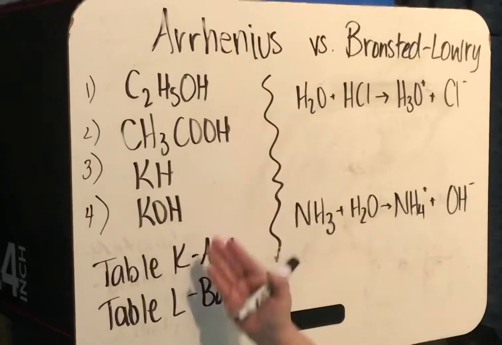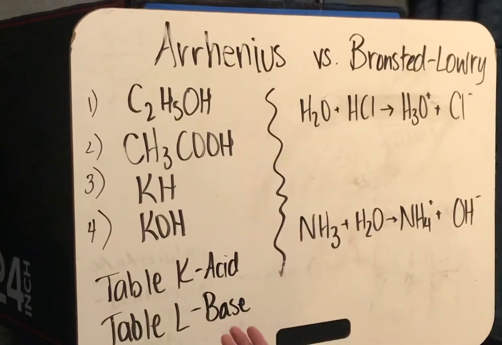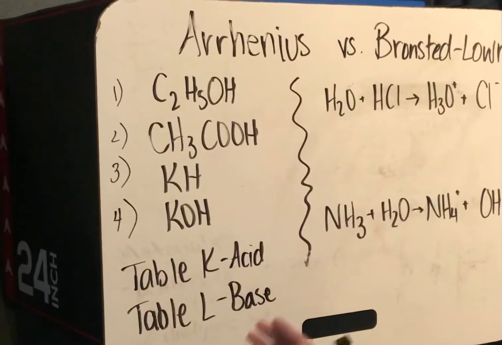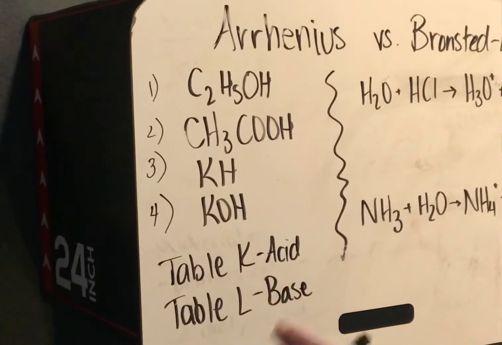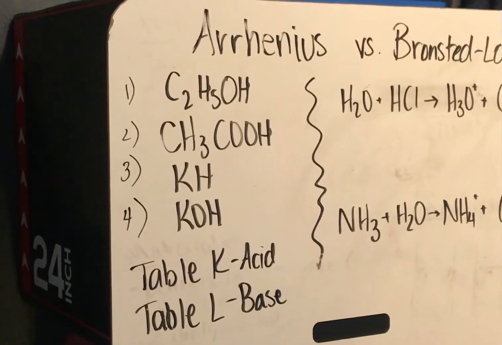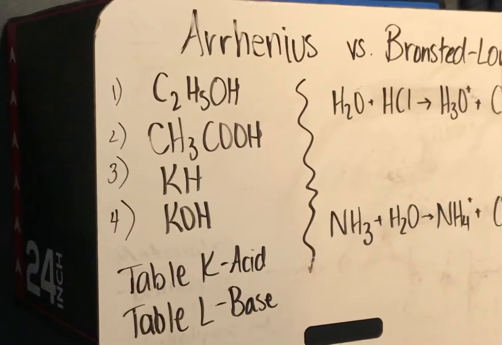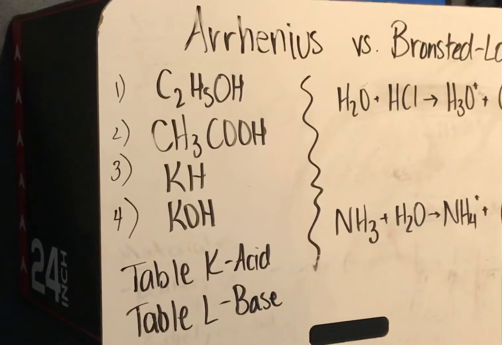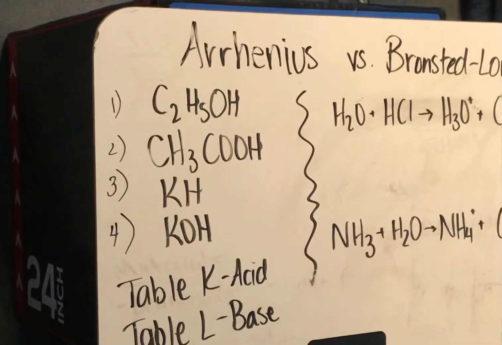So if I say which one of these four is an Arrhenius acid, and one of those is on table K, then I have the answer. If I ask which one of these four is an Arrhenius base, and one of these is on table L, then I have the answer. If not, I've got to look a little bit deeper. So Arrhenius acids, the key thing for them is when they break up, they will give off H plus in solution. We talked all about how things break up.